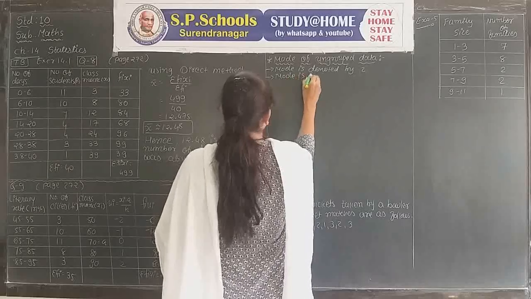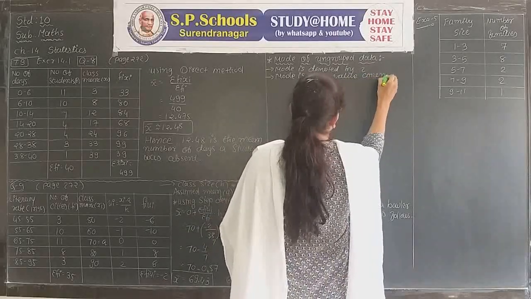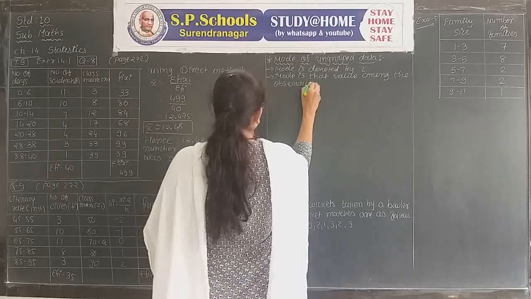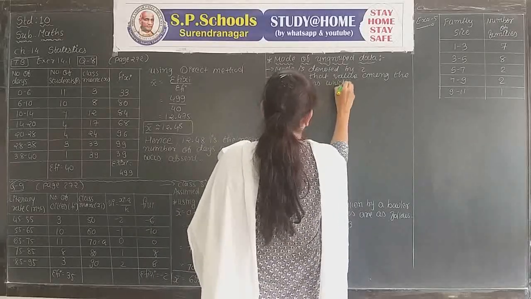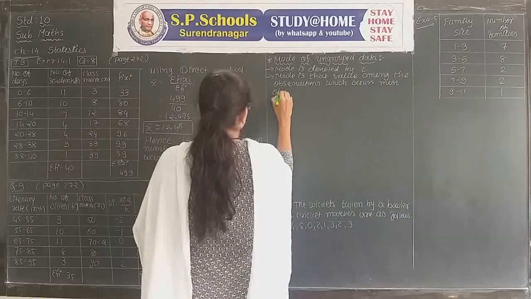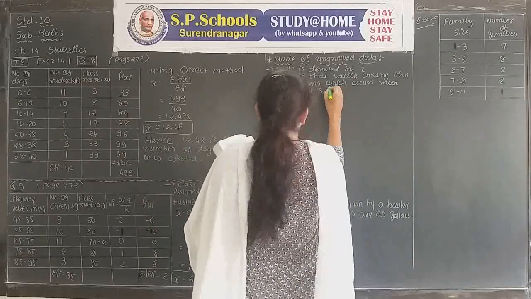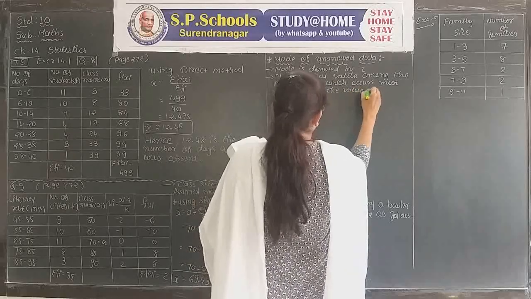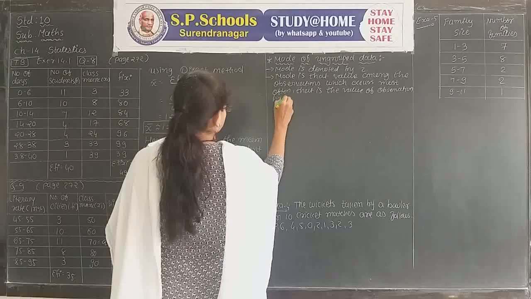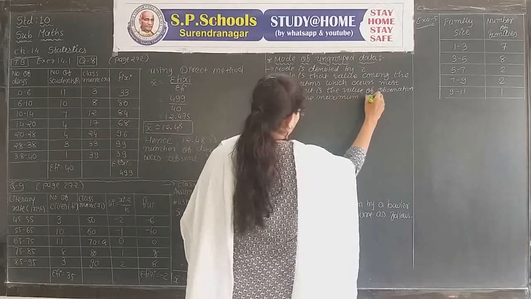A mode is that value among the observations which occurs most often, that is, the value of the observation having the maximum frequency.